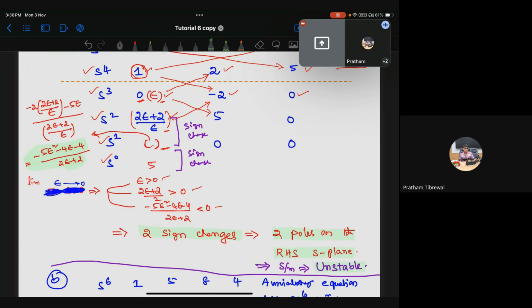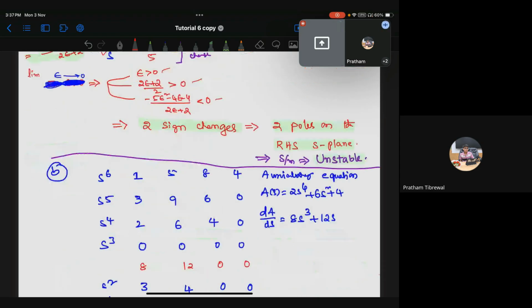Just wait, I will check. This term is positive, this term you will get negative, and then again the other I am getting positive. So two sign changes there. Yes. That is special case one.